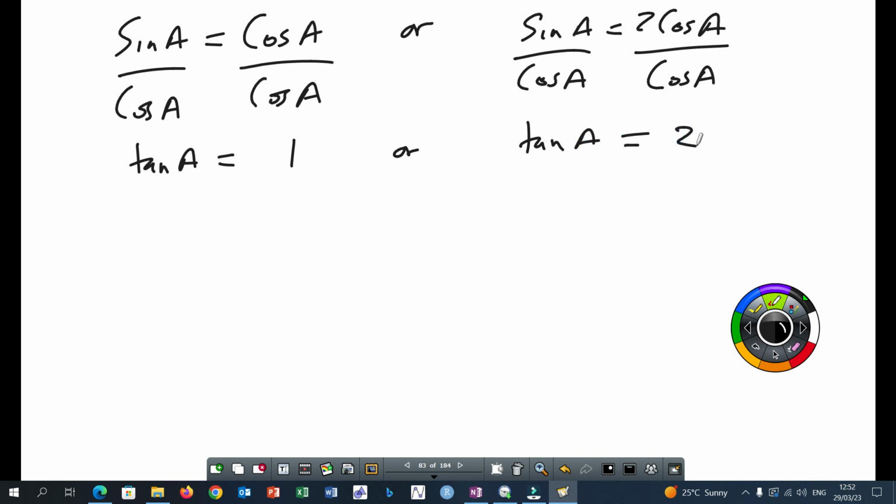Okay. Remember, the objective, can you sit nicely there?